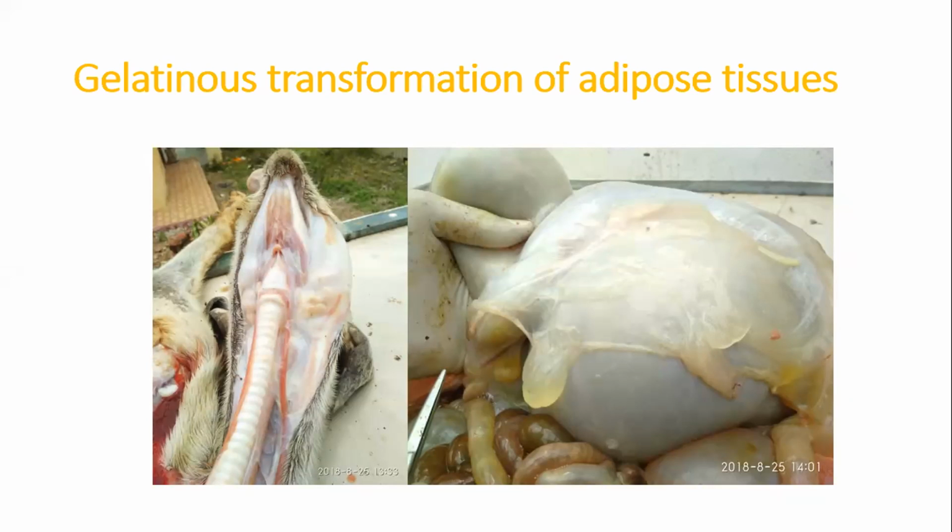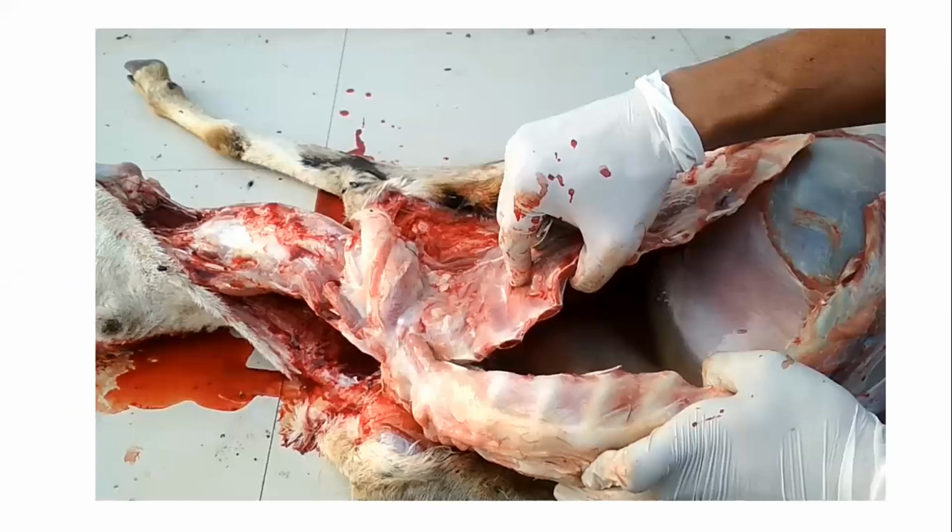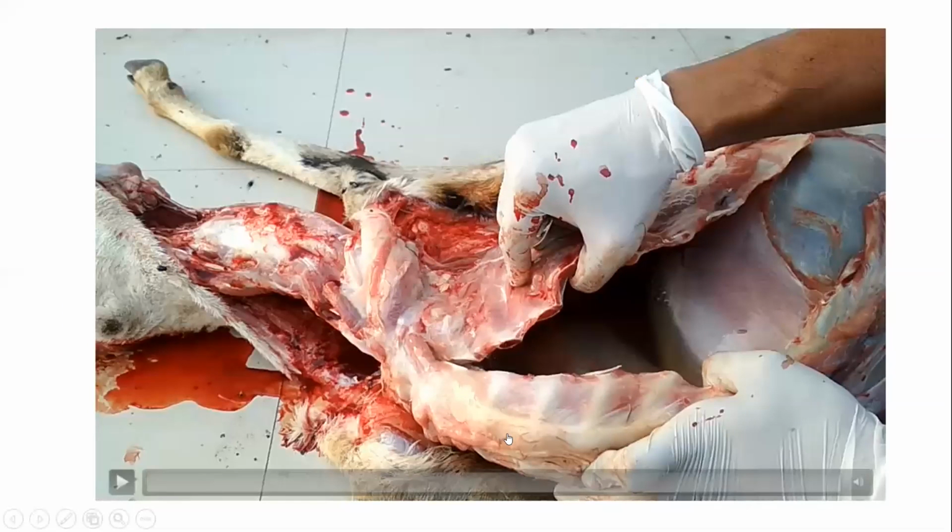Enteropathy can be observed because of so many things that we will discuss later on. So here you can see gelatinous transformation of adipose tissue. Then you can see all the internal organs are very pale. There is a paleness of the internal organs. Then you can see this one video.